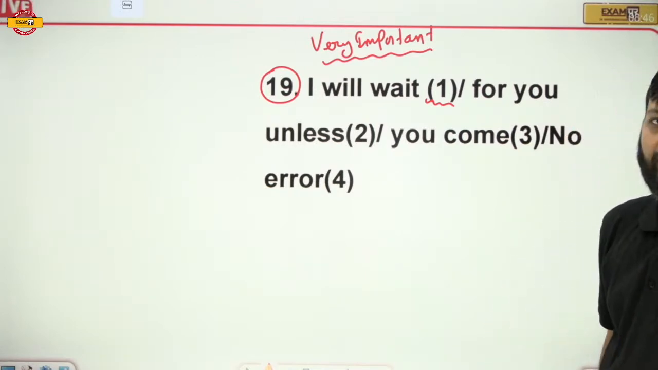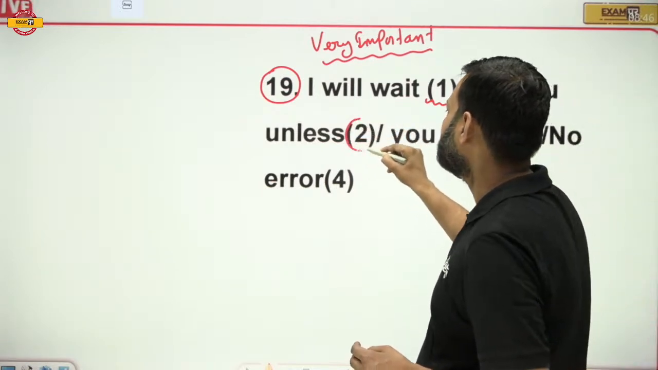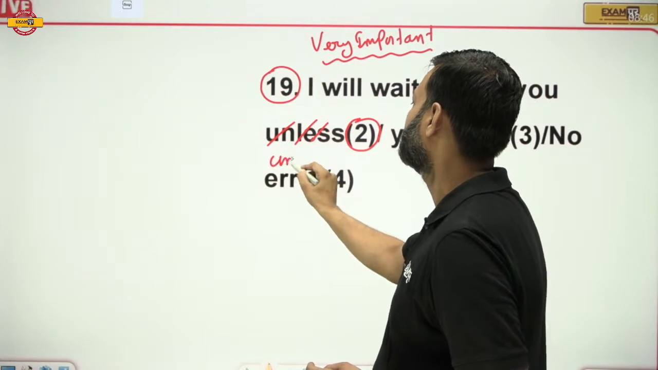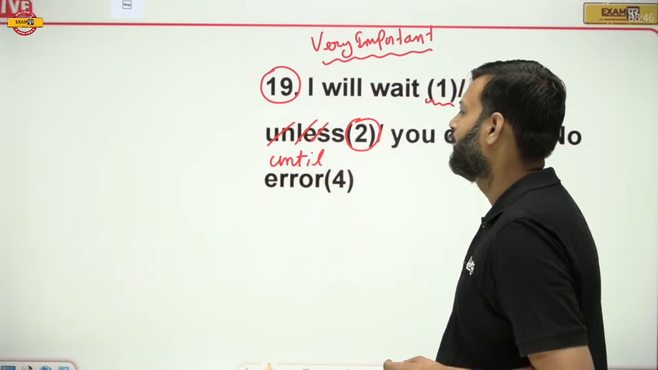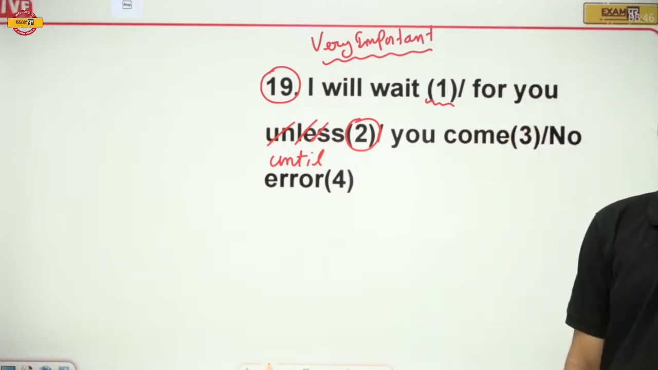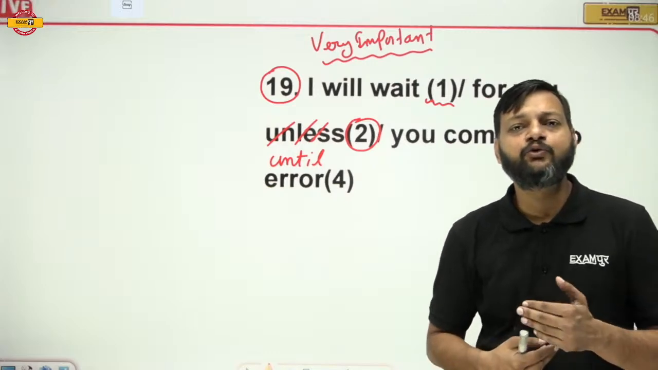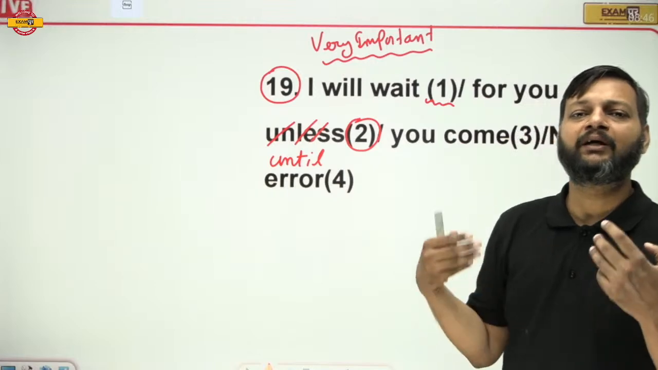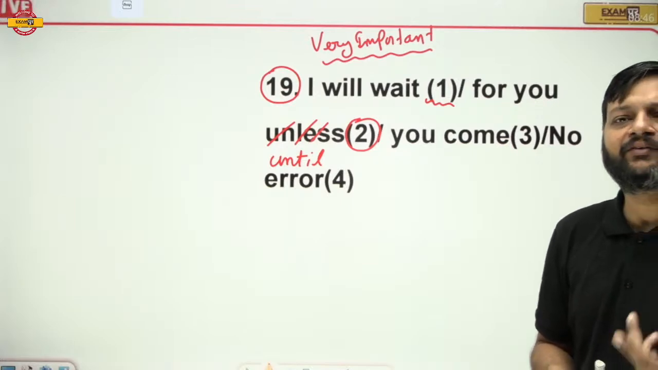See, the answer is absolutely correct, that we need until in place of unless. But why do we need it? How can you determine whether a condition or a time has been described in the sentence? How can we determine whether until or unless has to be used?